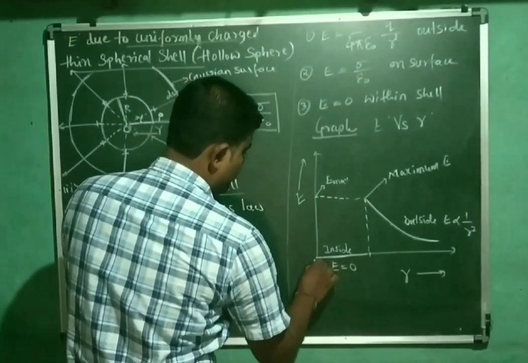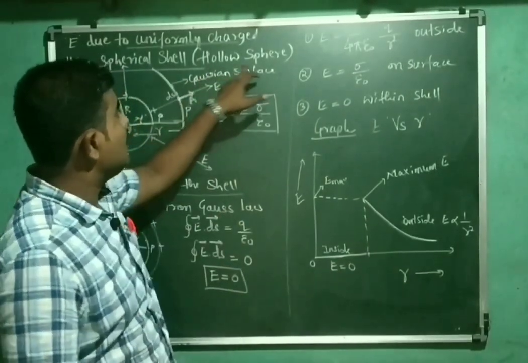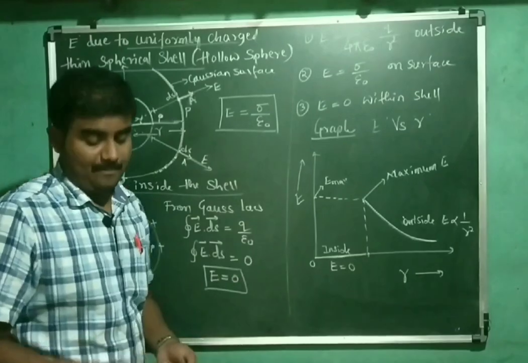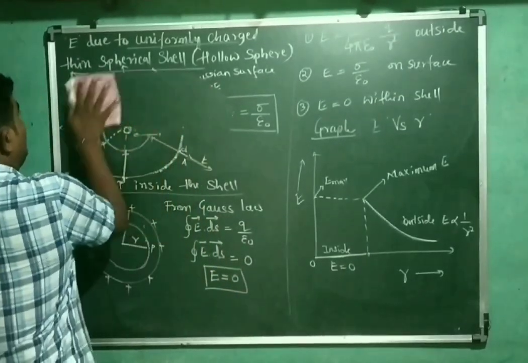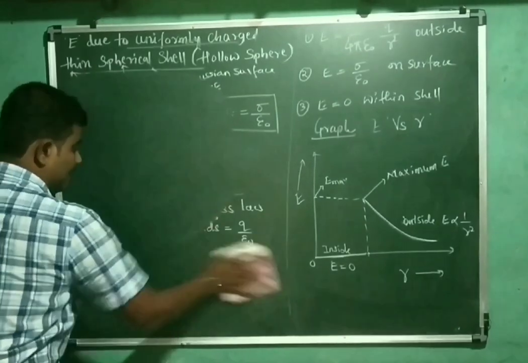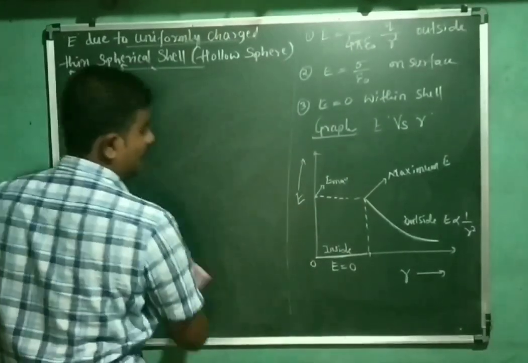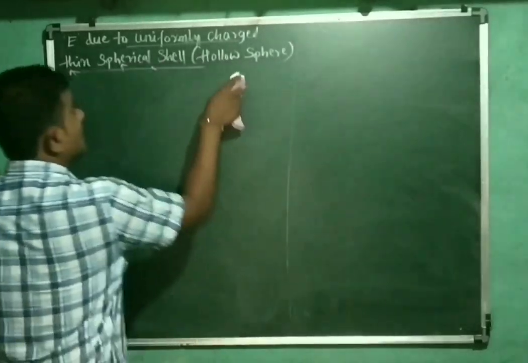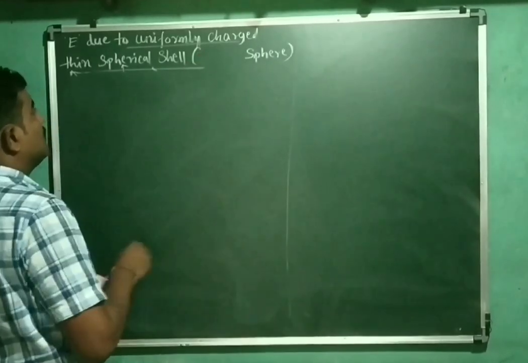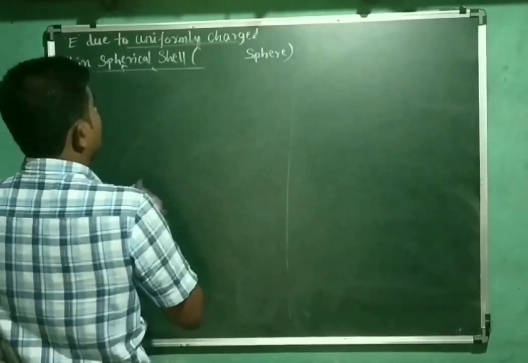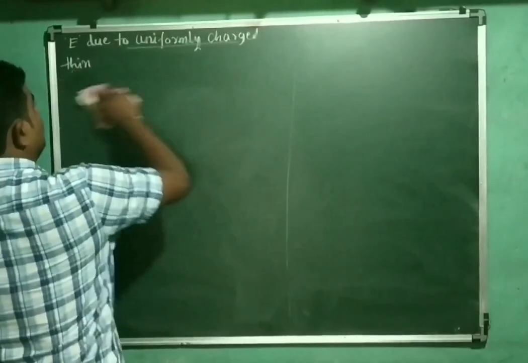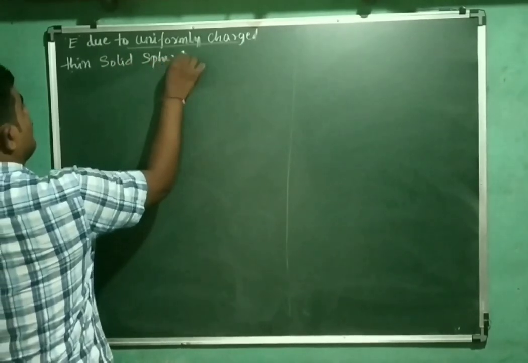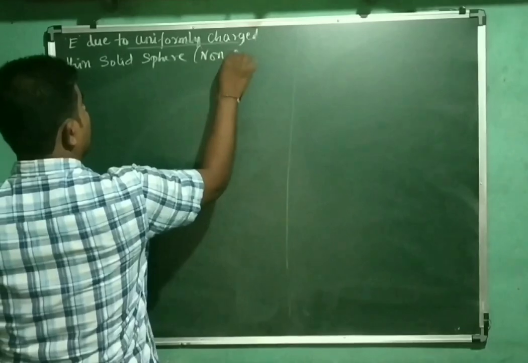E is 0. This was the case of a conducting hollow sphere. If we consider a solid sphere, then we shall calculate electric field intensity. So let us discuss electric field intensity for a solid sphere. This was for hollow sphere, and now we shall check for solid sphere. Solid sphere. It is actually non-conducting.